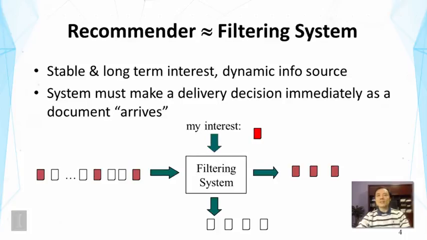A recommender system is sometimes called a filtering system, because recommending useful items to people is like discarding or filtering out the useless articles. So in this sense, they are kind of similar. And in all the cases, the system must make a binary decision. Usually there is a dynamic source of information items, and you have some knowledge about the user's interest, and then the system would make a delivery decision whether this item is interesting to the user, and if it is interesting, then the system would recommend the article to the user.